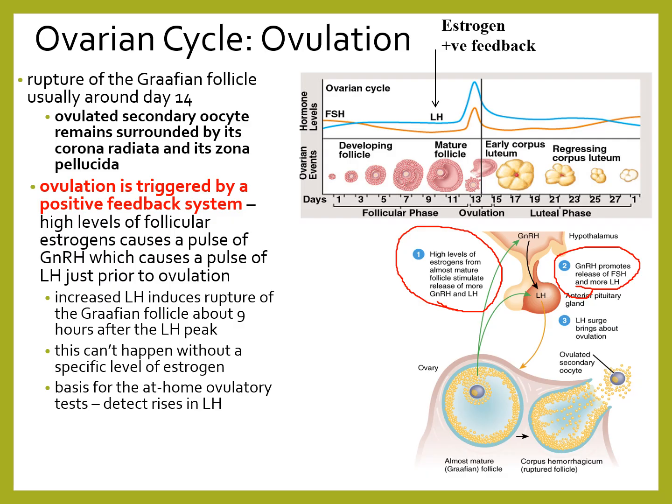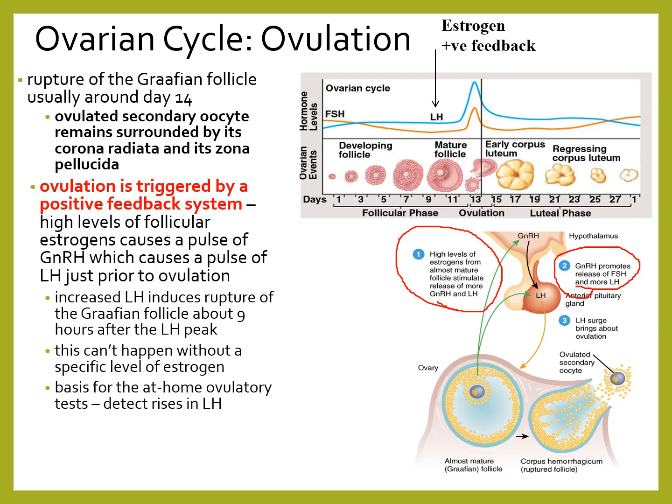This will happen about 9 hours after peak levels of luteinizing hormone are reached. Now, this cannot happen without a specific level of estrogen. So we say that this is a permissive interaction between luteinizing hormone and estrogen. By the way, the rise in luteinizing hormone levels is the basis for at-home ovulatory tests, or what we call ovulation kits.